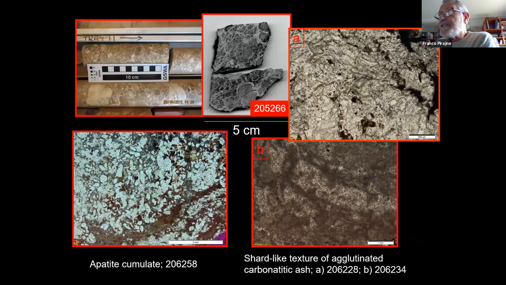Now, this is interesting because I found that later on, what we see here is a core, of course, of the mantle sövite carbonatite. And we can see these types of pictures, but this one here intrigued me because there are shard-like textures of agglutinated carbonatitic ash. So what we're looking at effectively is a volcano, a carbonatite volcano.